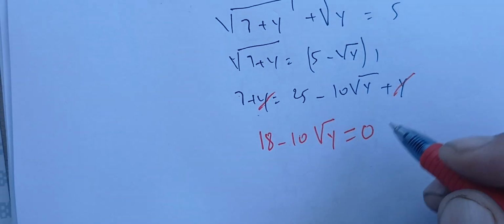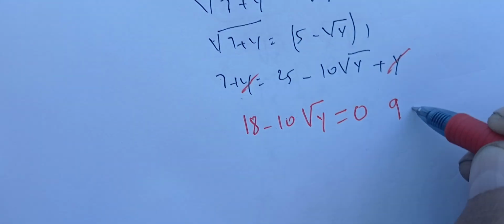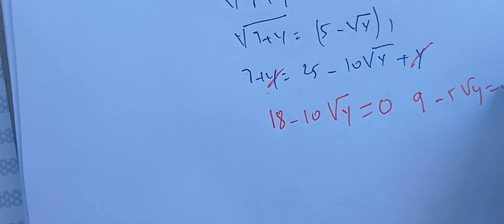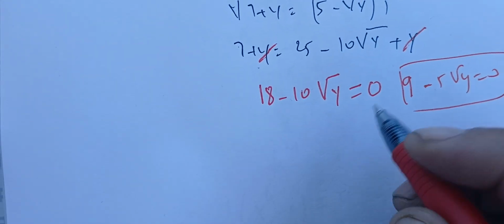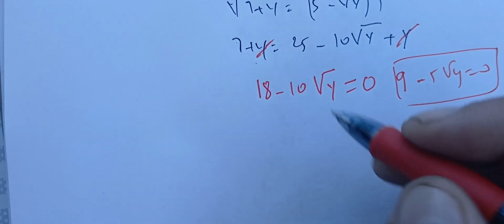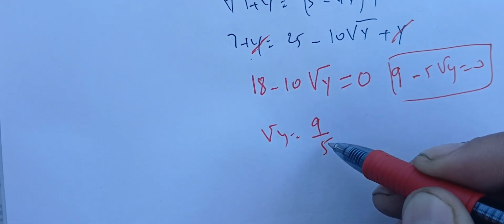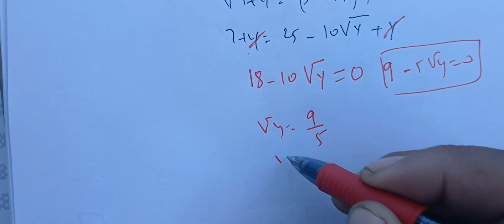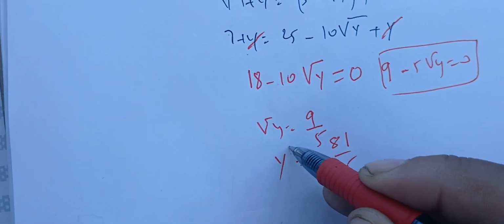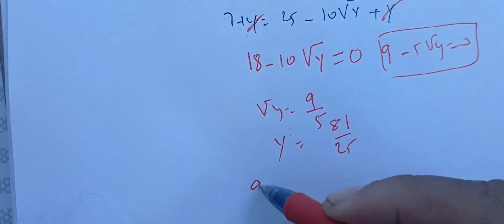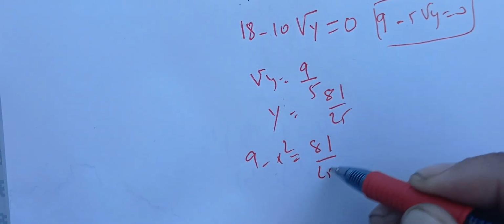I can simplify one more time: 9 minus 5 times the square root of y is 0. I can simplify by dividing by 2. So now I can solve for the square root of y, which is going to be 9 over 5. So I square, since this is positive, to get 81 over 25. But I know that y is what? It's 9 minus x squared. So it's going to be 81 over 25.